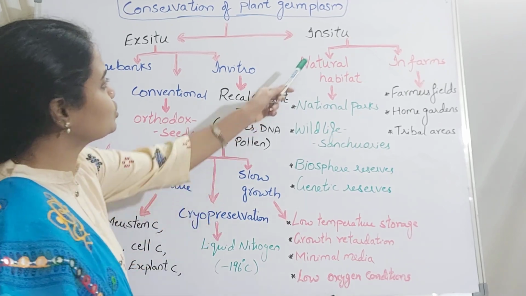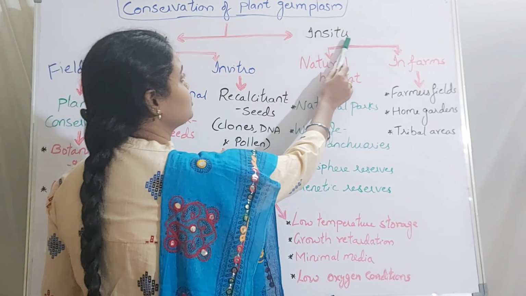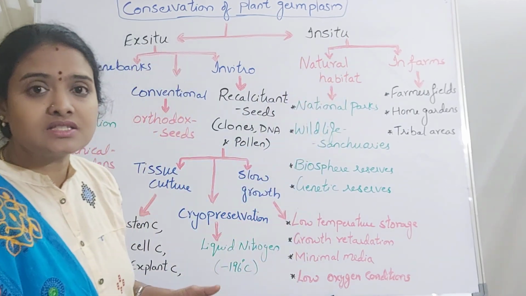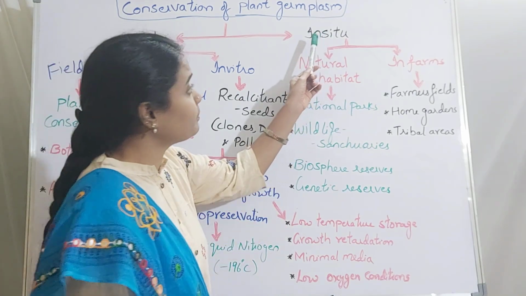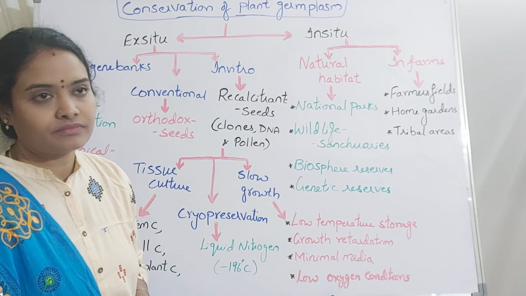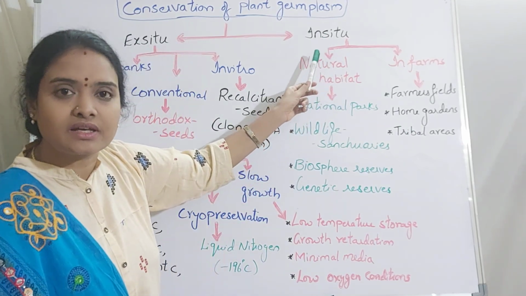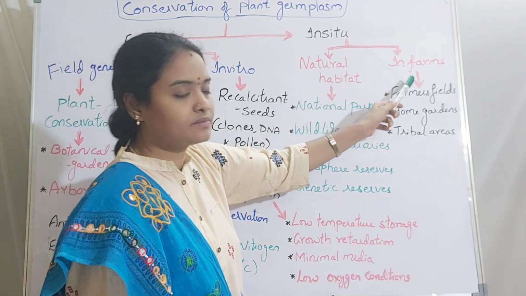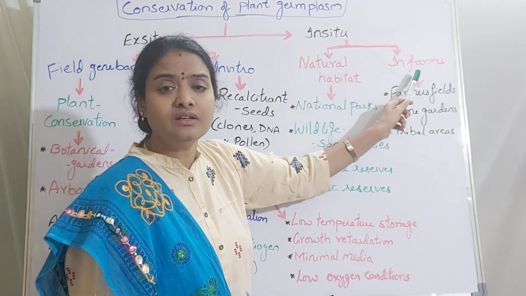Now let's move to the in situ type. So again, the name in situ itself represents that it is within the site. Right? Within the site means the plants are grown within their natural habitat. Okay. So now in situ conservation of germplasm is again classified into 2 types. The first one is natural habitat and the second one is in farms.